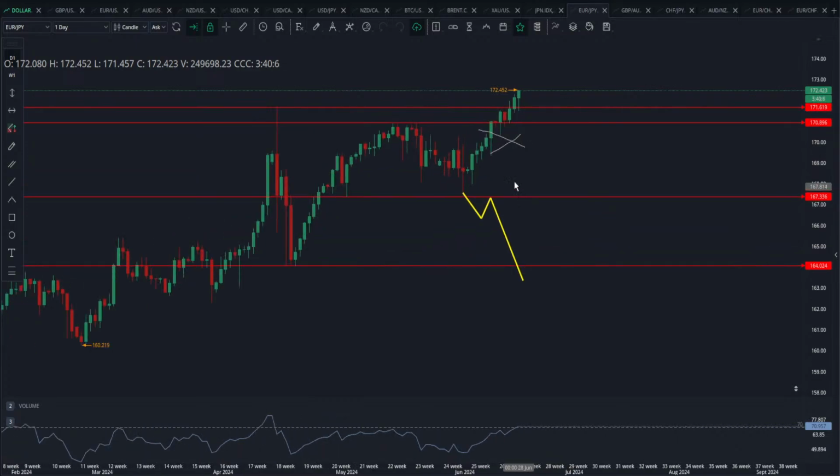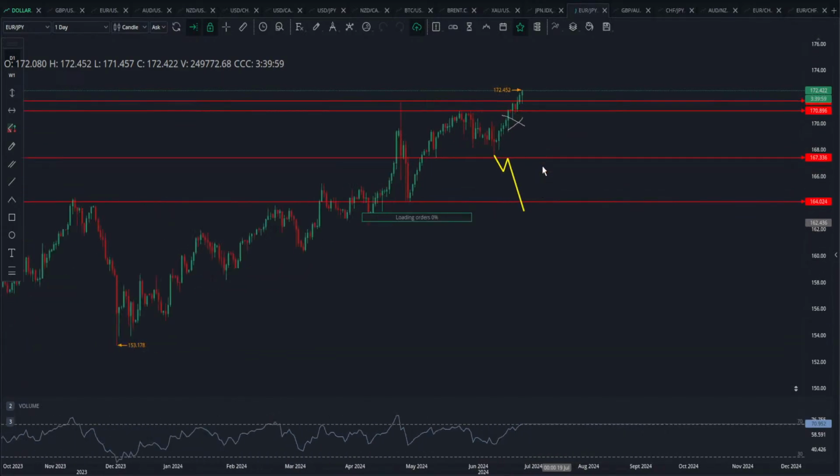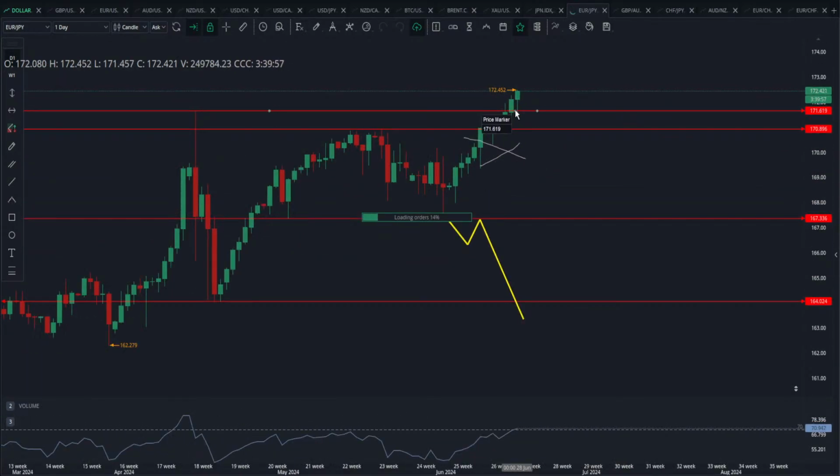Euro JPY finally started a move up. Why? Because euro is at a good support and yen is very weak. So euro yen is expected to rise now. I think a lot of rise may be here in the coming days.